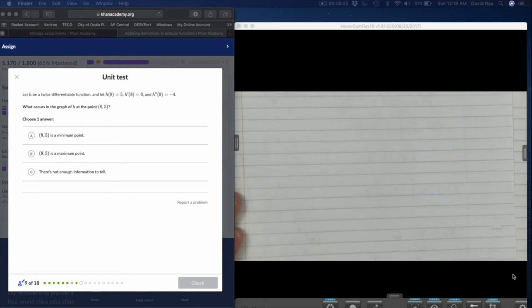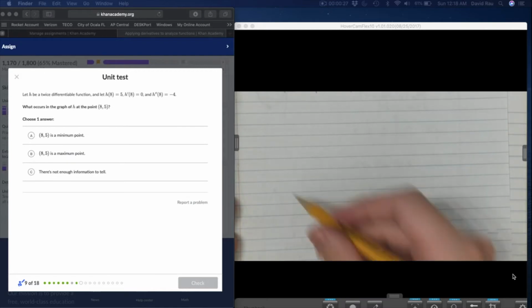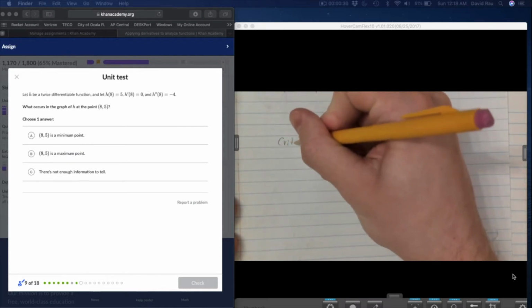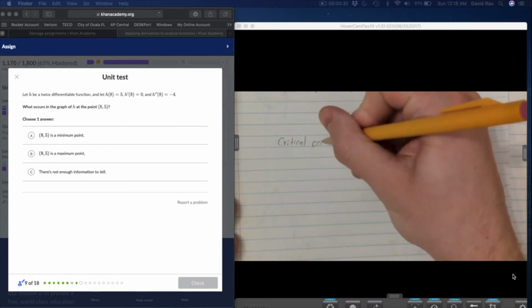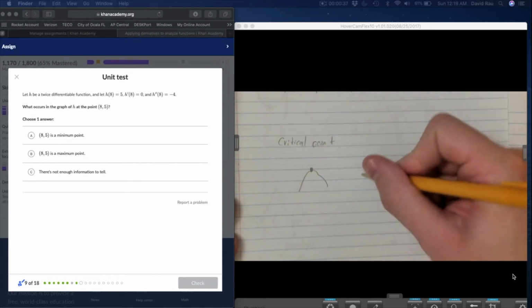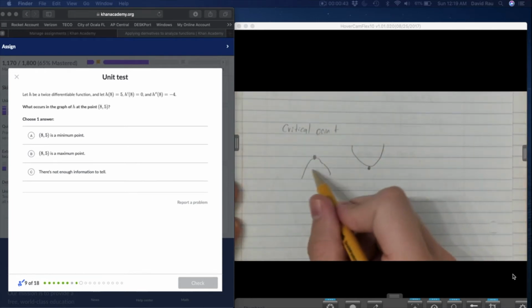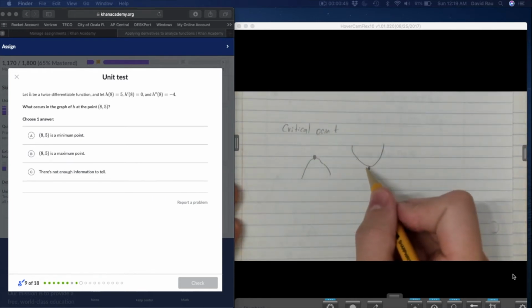So the idea there is, well, the first derivative is equal to 0, which means we have some kind of critical point. Now again, a critical point is where the first derivative is 0, so we're either looking at something like this, or we're looking at something like this, which means we're either looking at a local max or a local min, and the question is, which is it?